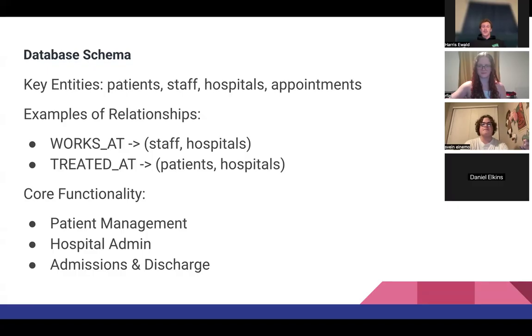We noticed that the main primary keys were connected by appointments. Appointments was the main foreign key that tied all four together. And our core functionality of our schema was patient management, as it just registered and identified patients, tracked their records and stuff like that. Hospital admin, as it just tracked and managed multiple hospitals and organized departments within those hospitals. And then admissions and discharge, where you're admitting patients, making sure they get the proper treatment, and then discharging them appropriately.